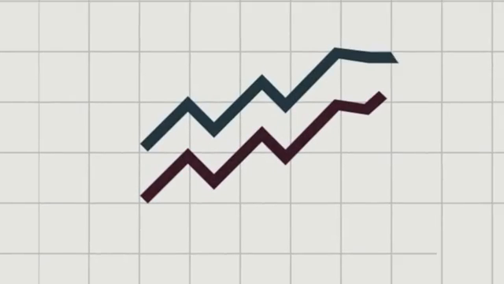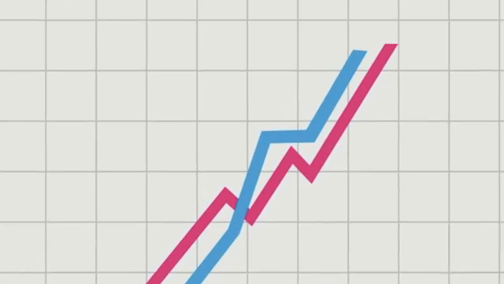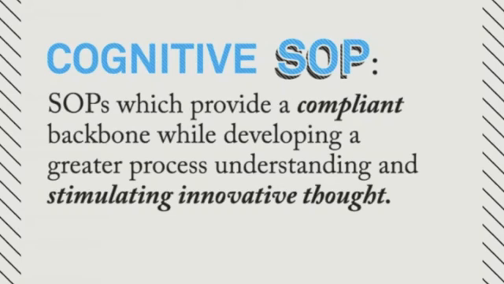Cognitive procedures provide a service and value to the organization far in excess of the essential regulatory requirements and rules. Cognitive SOPs: SOPs which provide a compliant backbone while developing a greater process understanding and stimulating innovative thought.